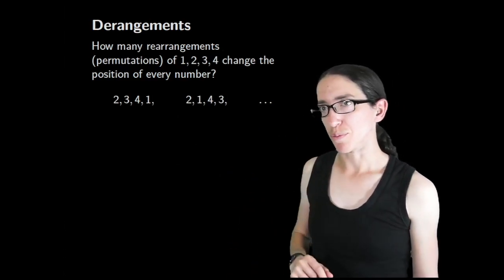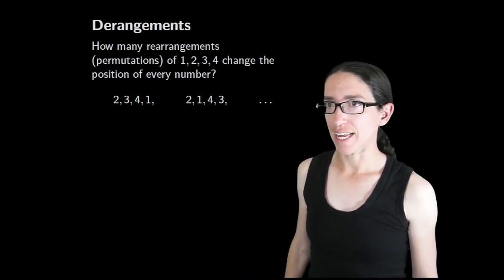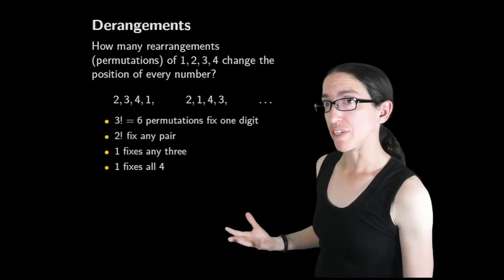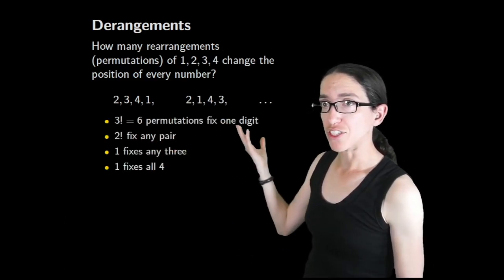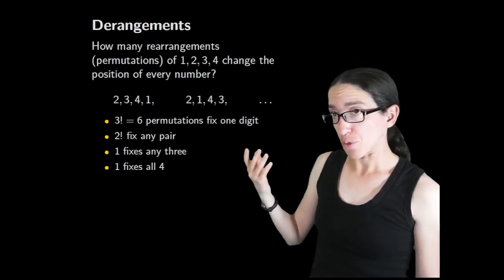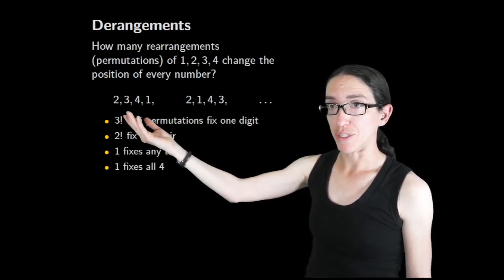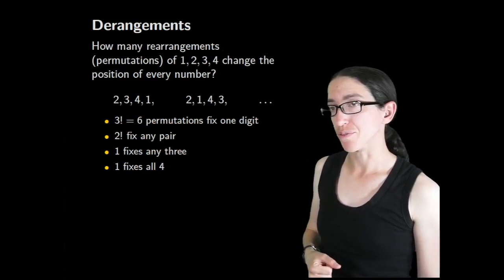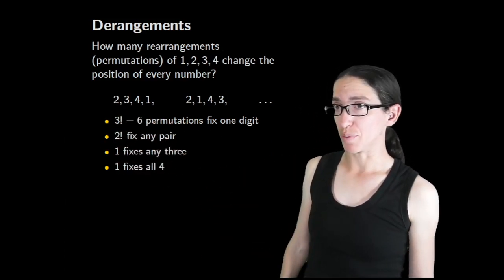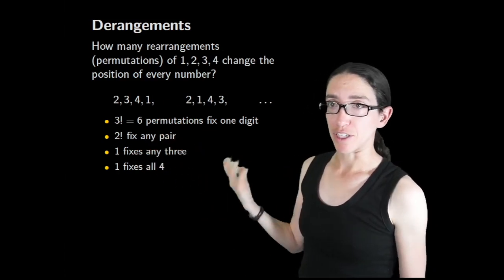Well, one way to approach this problem is to count the complement. How many do fix some number? That's a little easier to get a handle on, but we'll need the principle of inclusion-exclusion. So to count the complement, how many do fix something? There are 6 permutations that fix, say, the first digit. If we make the first digit be 1, then there's 3 factorial ways to rearrange the remaining 3 numbers. Similarly, if we make the second position be 2, then there's 3 factorial ways of rearranging the numbers. But we've overcounted, because if we fix both 1 and 2, that was in both of those sets that we counted. So we need to subtract how many fix any given pair for each pair of numbers.